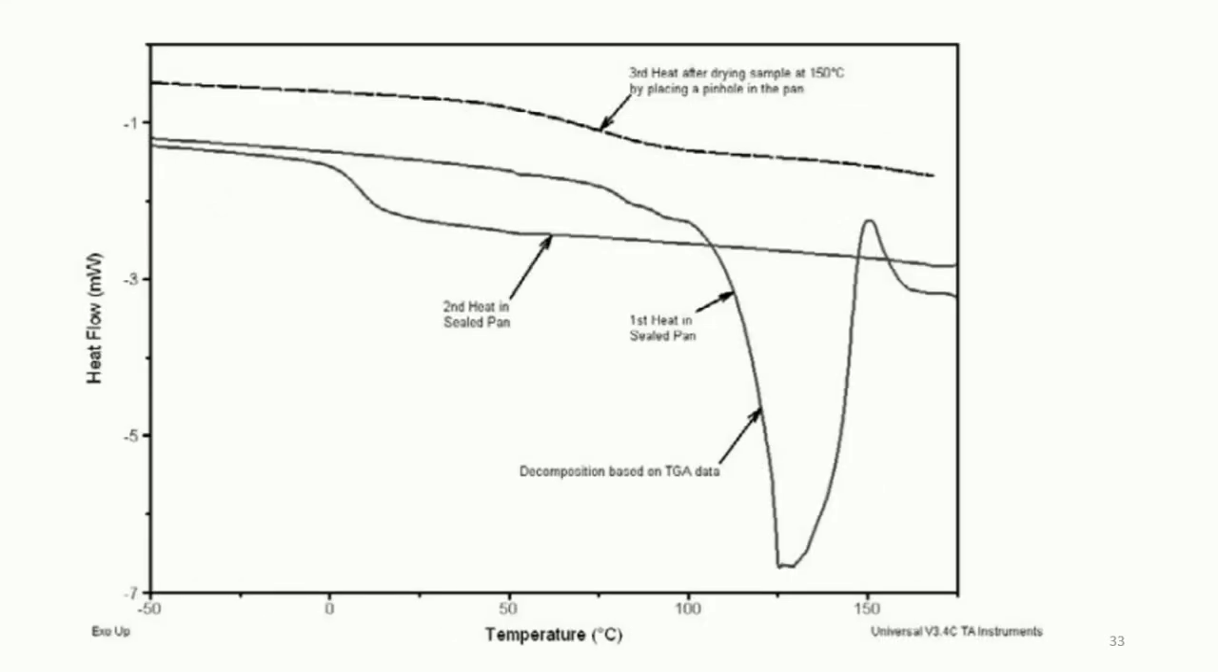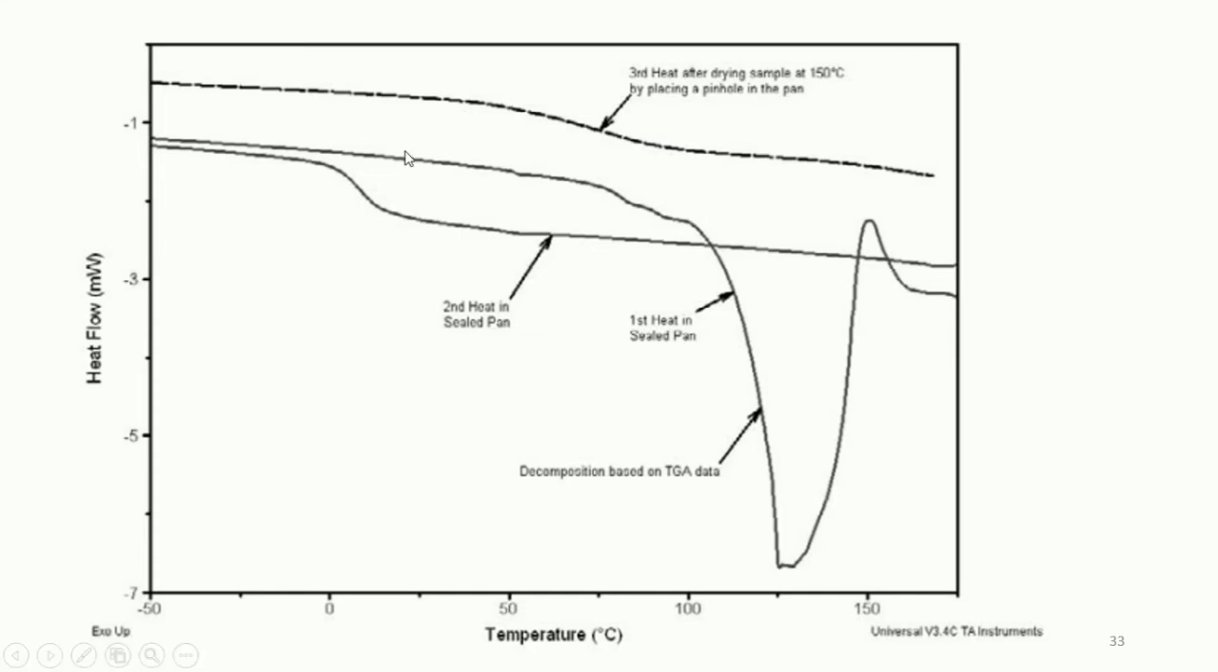The DSC, differential scanning calorimetry, data of this material is shown in this figure, which is a comparison of three separate heating experiments at 10 degrees Celsius per minute on the same sample. Here we can see this is the first heat, this is the second heat, and this is the third heat after drying the sample at 150 degrees Celsius by placing a pinhole in the pan.